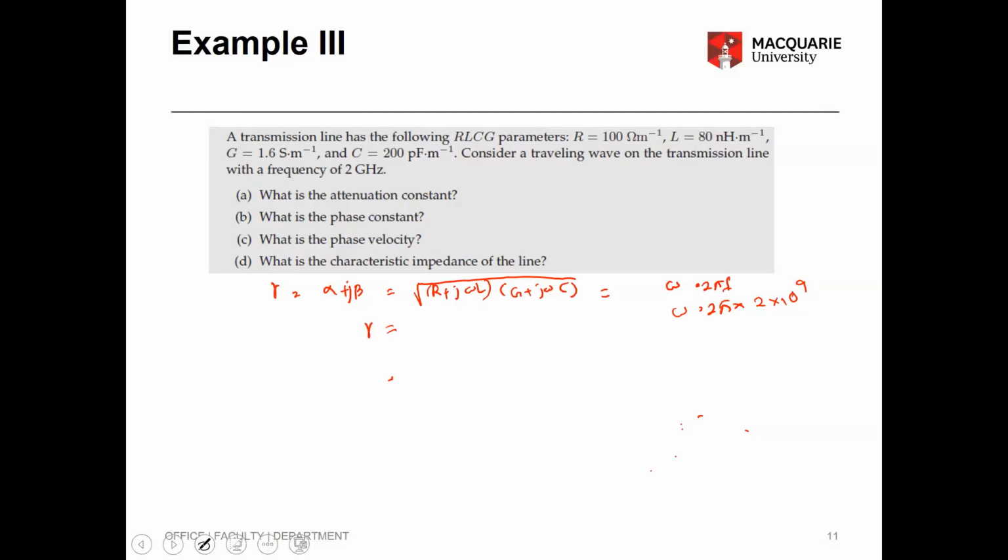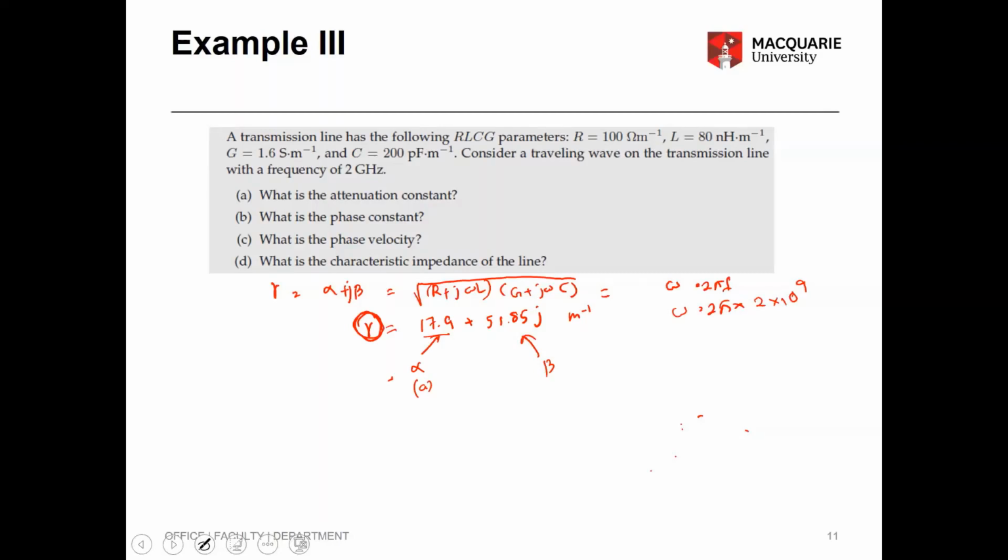And the answer you will probably get is about 17.9 plus j 51.85 per meter. So that's the complex propagation constant. Now this is alpha, and that's beta. So alpha would be 17.9, which is part A. Part B, the phase constant, would be 51.85.